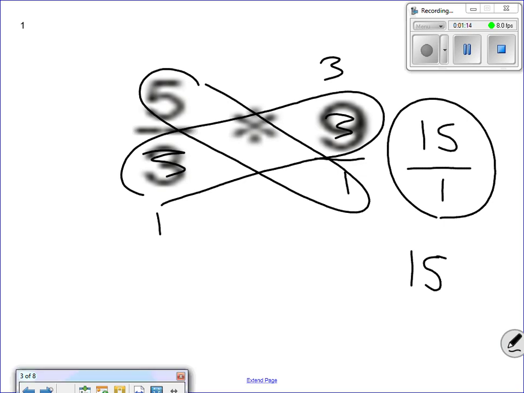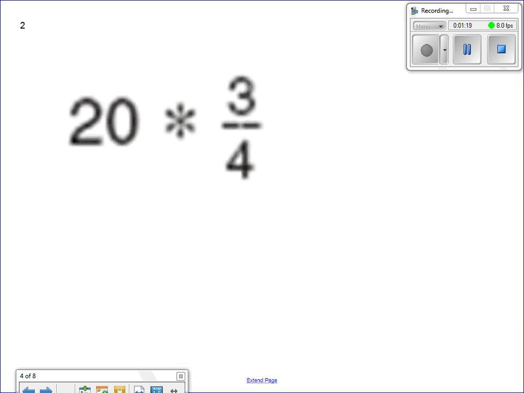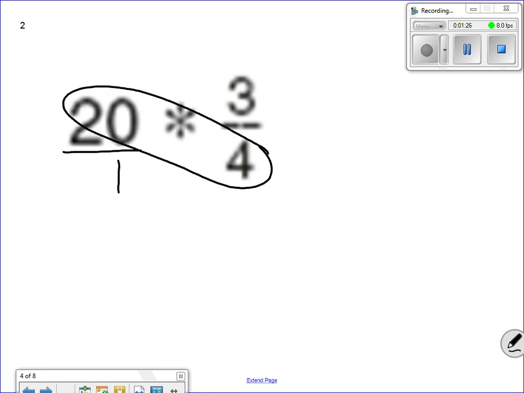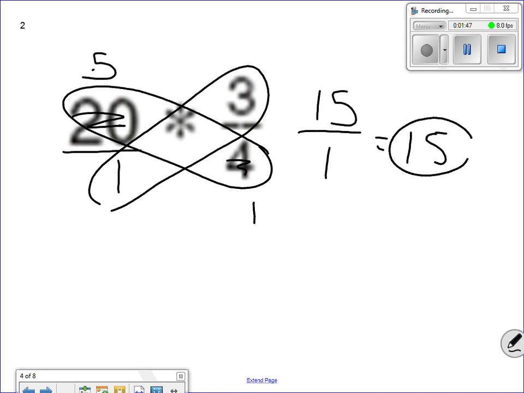Here's another problem. It's more practice. 20 times 3/4. Well, I'm going to make this 20 a 20 over 1. Cross-reduce the 20 and the 4. I can divide each of these by 4. 4 divided by 4, I get 1. 20 divided by 4, I get 5. 1 and 3, can I cross-reduce these at all? I can't because 1 can't get any smaller. Just multiply across. 5 times 3 gives me 15. 1 times 1 gives me 1. Once again, I have an answer of 15.